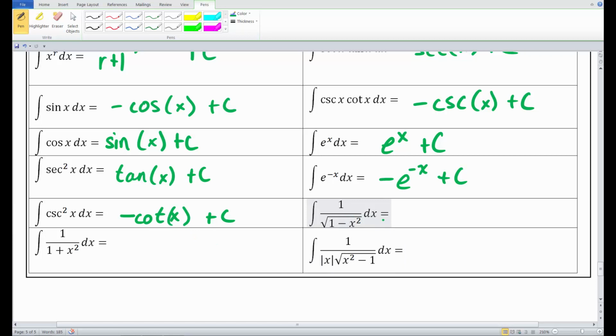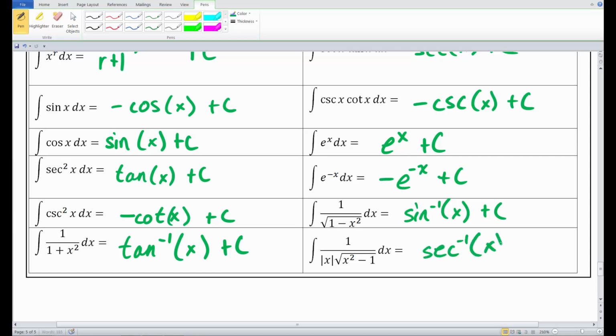If we recall back to derivatives, when we were doing inverse functions, we may recall that this one actually comes out to be the sine inverse of x plus c. If you have the antiderivative of 1 divided by 1 plus x squared dx, well, that's actually paired up with our tangent inverse of x plus c. And then lastly, we recall back to chapter 3 when we had the one with the absolute value. That was the secant inverse of x plus c.